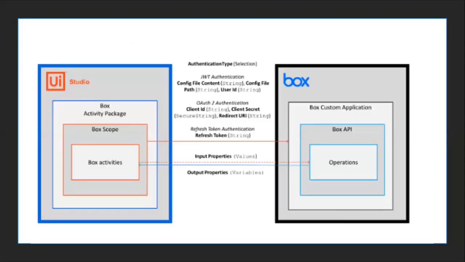So here it is. In order to make the integration between the Box activities of UiPath Studio with the custom application of Box, we have to establish a connection. An authentication has to be made between the Box scope of UiPath Studio and the custom application of Box. We have to first build a custom application in Box. We should have a developer instance for proceeding further. Let me just show you how we can create one.